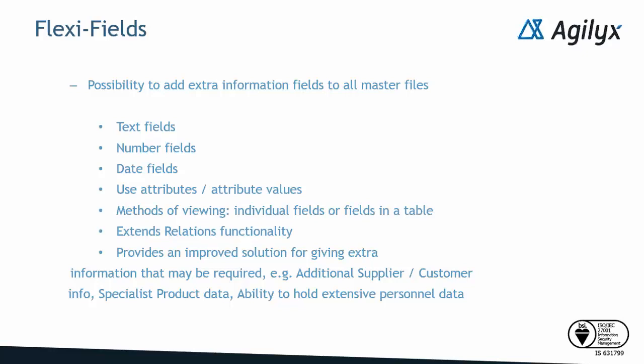It just gives you an example of specialist product data, the ability to hold extensive personnel data. As I said, HR people actually require quite a lot of data. So wherever we have implemented HR for our customers, normally in personnel you've got 8 or 7 tabs in the master file, but it normally extends up to maybe 15 or 16 tabs after we have done the implementation, because HR needs quite a lot of information for the employees that they want to hold against them.